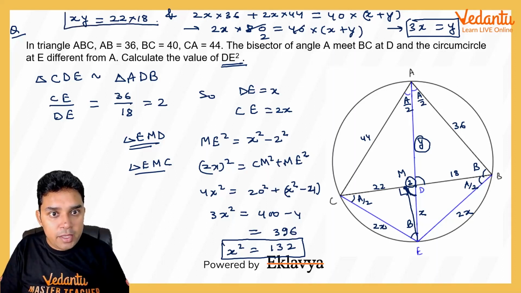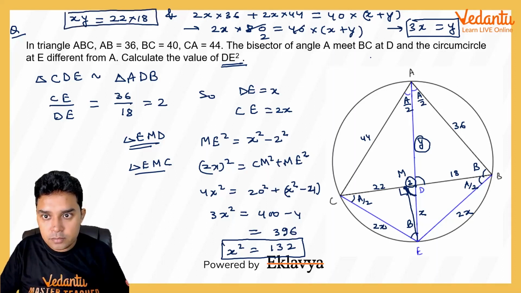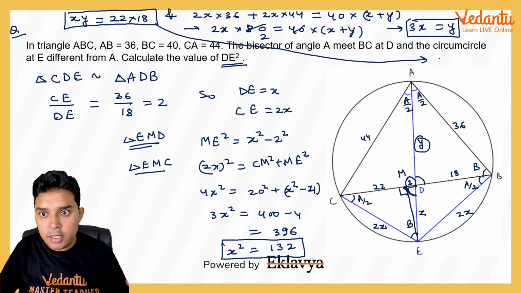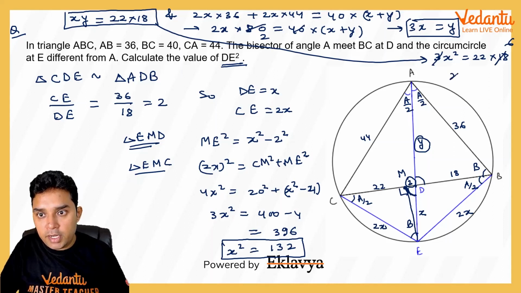Putting this y as 3x here. Okay, let me use this space here. So it will become 3x square is equal to 22 into 18. So 3 cancel this 6 times. So we get x square is equal to 132.